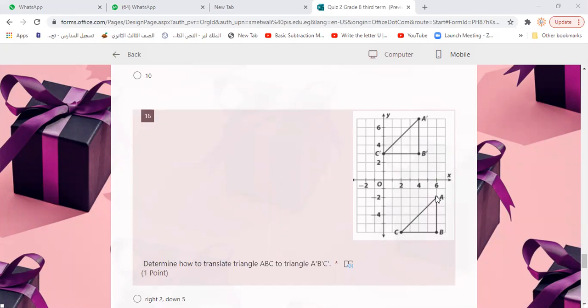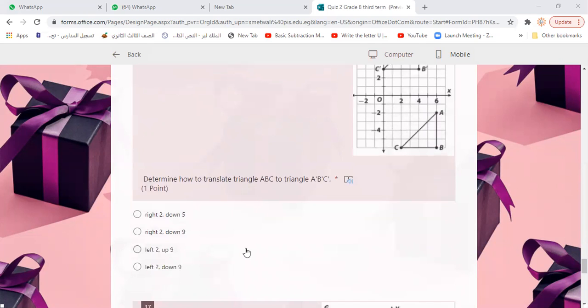To the left side, which means we will decrease x. How many units do we decrease? 1, 2. And then we will move up 0, 1, 2, 3, 4, 5, 6, 7, 8, 9. Then we will search for left 2 units and then up 9. So the right answer for this question will be number C. Left 2 units and up 9 units.